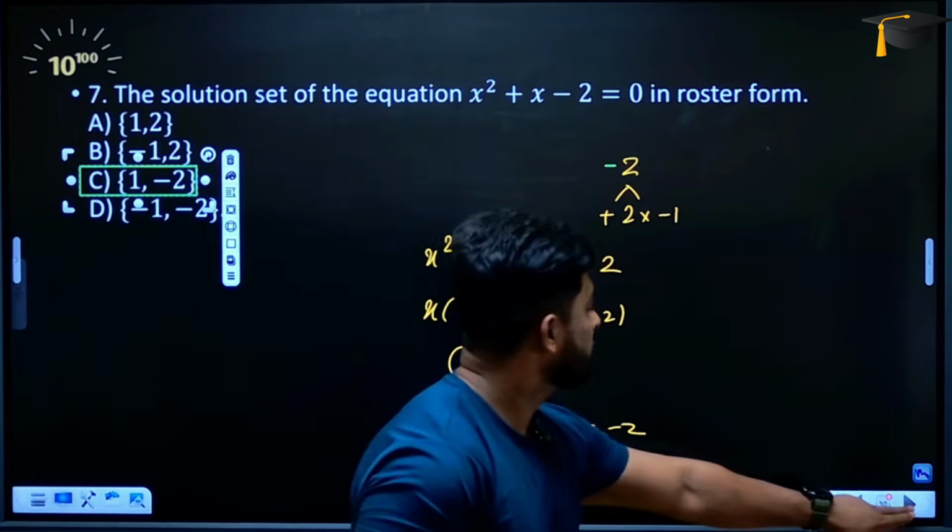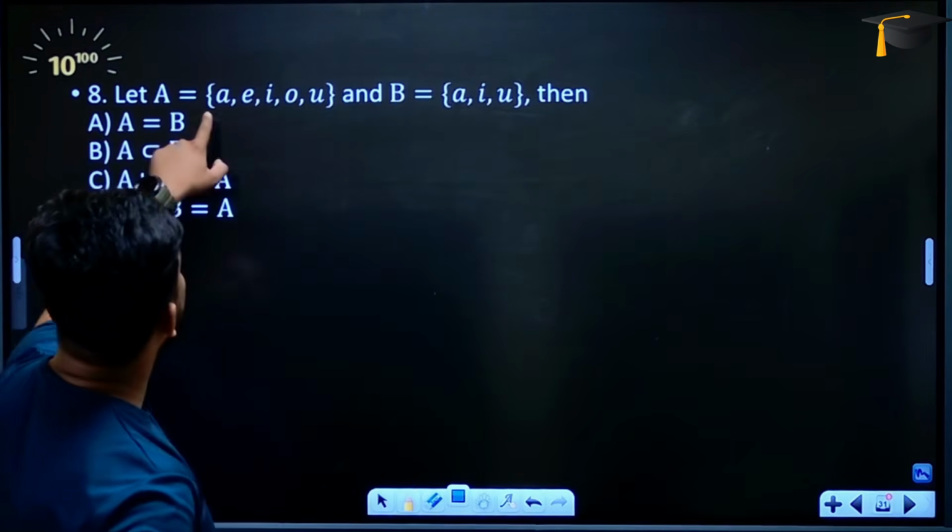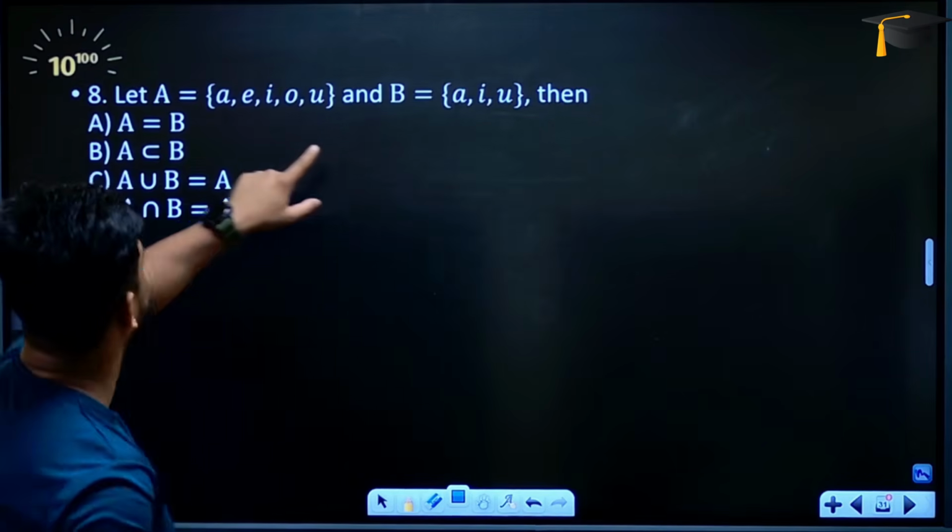Very simple. Next. So A is equal to AIOU, B is equal to AIOU. Okay, AIU.